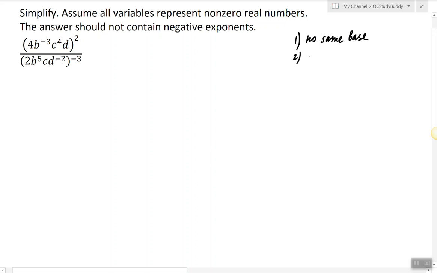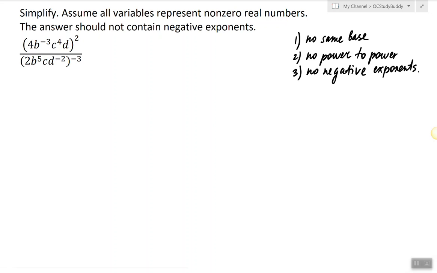There shouldn't be any power raised to the power, and there shouldn't be any negative exponents. So once all these three conditions are satisfied, then we consider the expression simplified. In our case, we have all the issues that are possible. So we have the same base appearing more than once, we have power to power, and we also have negative exponents. So to resolve all of these issues, we are going to use the properties of exponents.